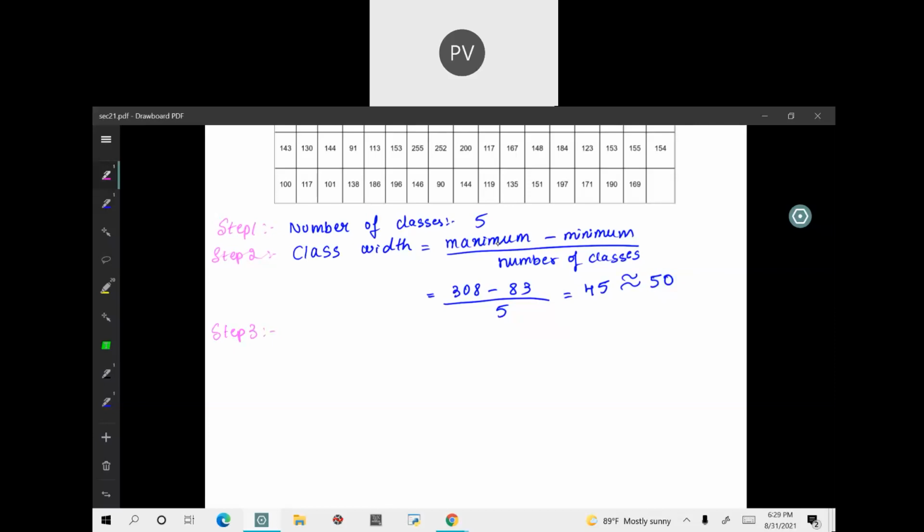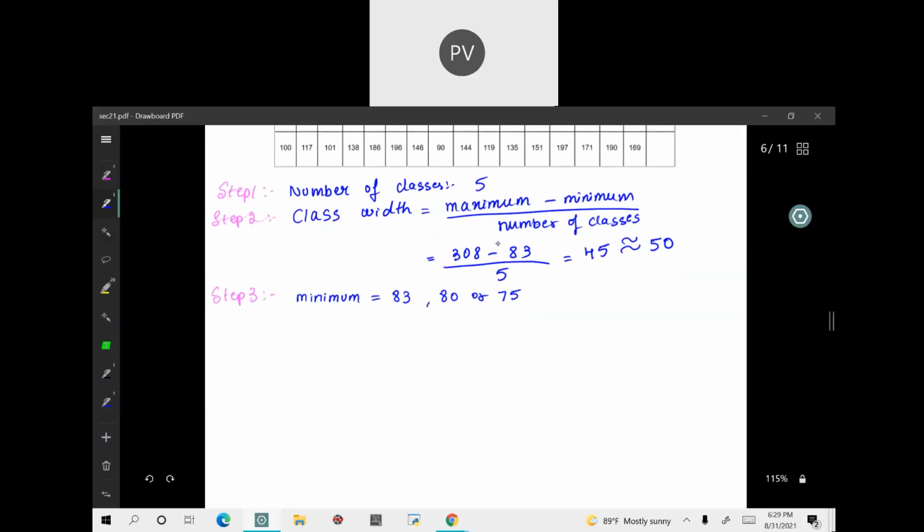So how do you calculate the class limit? You have to first find the lowest number in the raw data. So what is the minimum number in the raw data? Minimum value is 83. Now I can choose this as 80, or I can choose it as 75 also, just for convenience. Once you choose the minimum value, the next step is to add the class width to the minimum value.